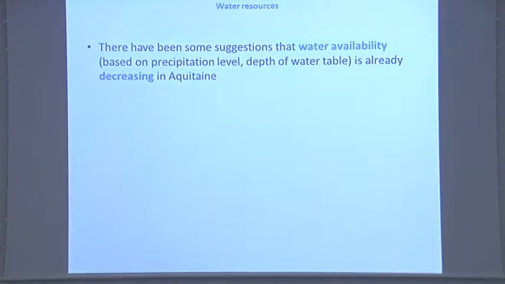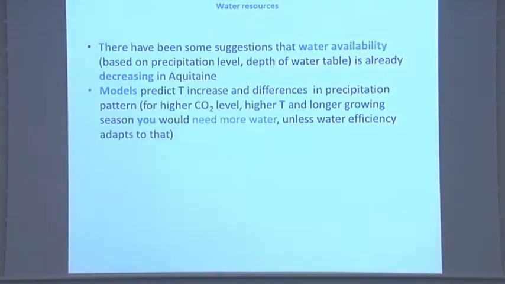I mean, I'm not aware of them. Models predict higher temperature, longer growing season, and if you have more CO2, it probably means that you have higher growth, potentially. So you would also need more water. You have less water, but you will need more, so you evaporate more, etc.